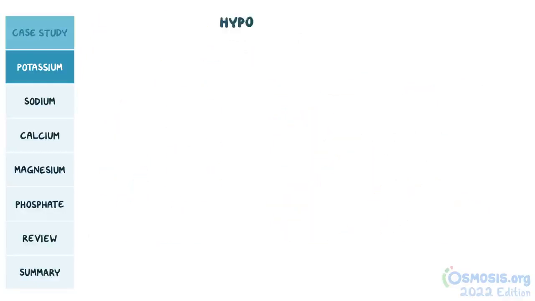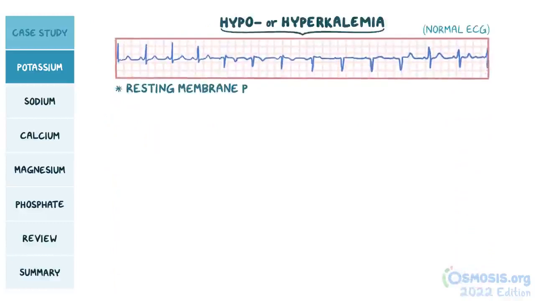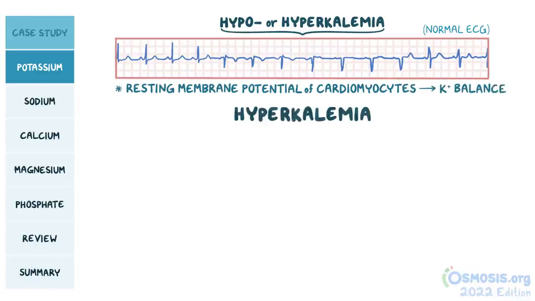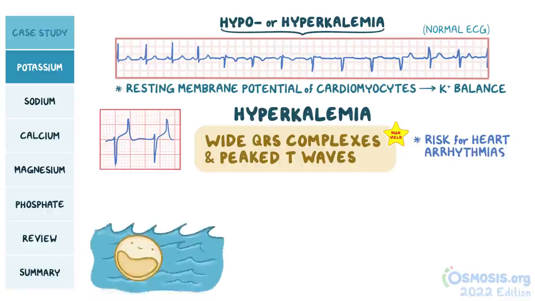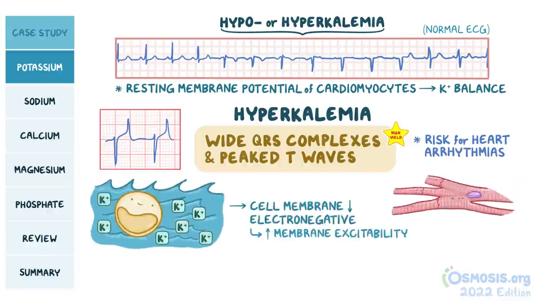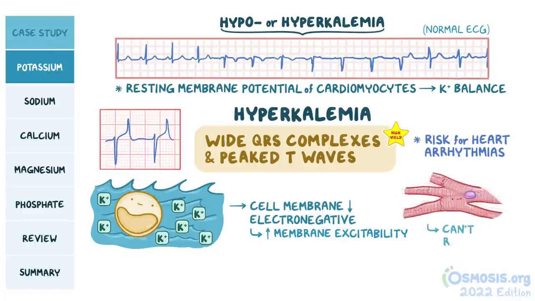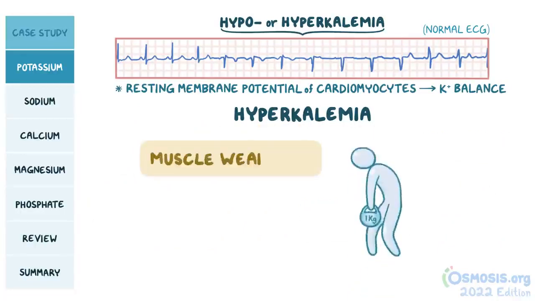Now, once a person has hypo or hyperkalemia, the first thing to do is an ECG. That's because the resting membrane potential of the cardiomyocytes depends on potassium balance. With hyperkalemia, the main changes are wide QRS complexes and peaked T waves, which put a person at risk for heart arrhythmias. This happens because initially, the rise in potassium in the ECF makes the cell membranes less electronegative, and this increases the membrane excitability, so cardiac muscles contract more easily, but it can't repolarize effectively to allow another contraction. For your tests, remember that another symptom of hyperkalemia is muscle weakness.